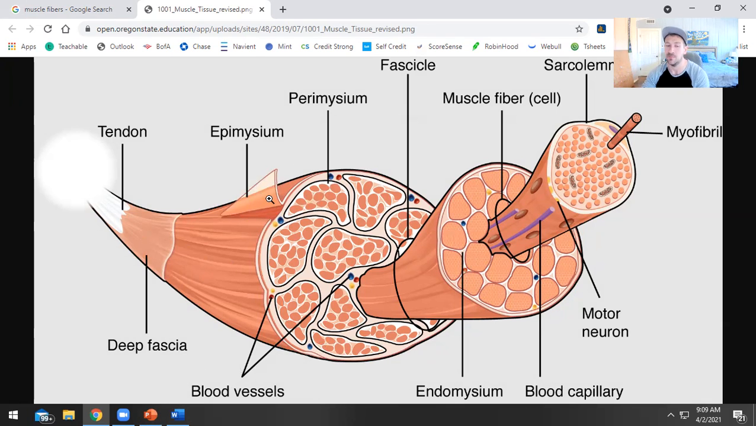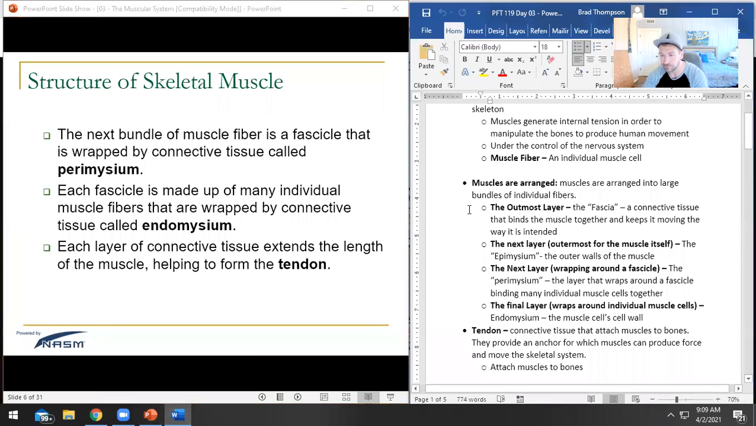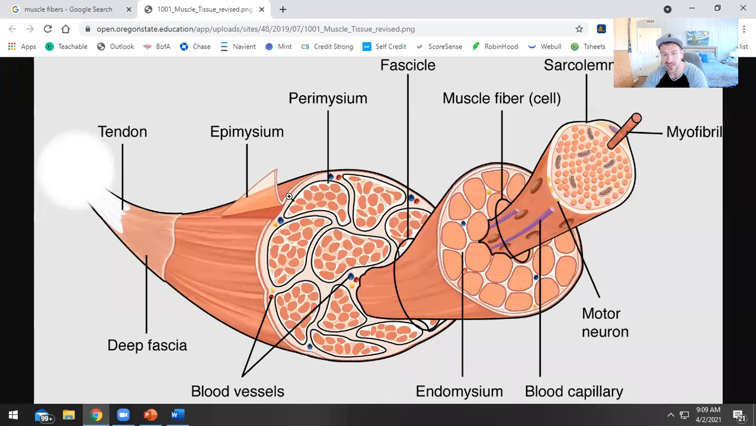So that's your epimysium. If we zoom in a little bit, our next layer is what wraps around the fascicle itself. Remember, I said a fascicle is a bundle of muscle fibers. If you look right here, this is a fascicle, a whole bunch of muscle fibers bundled together. Here's one they pulled out, this big fascicle. It's got a layer around the outside, a wrapper that separates it from the other fascicles.